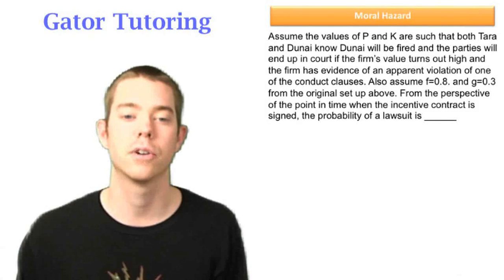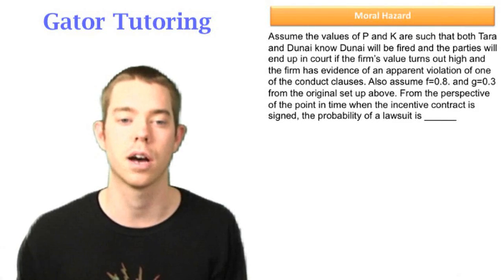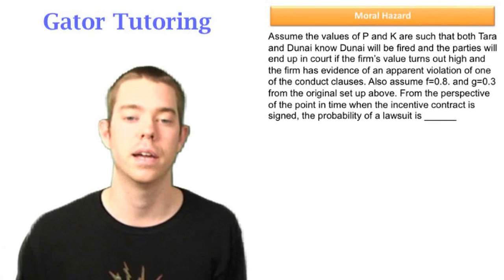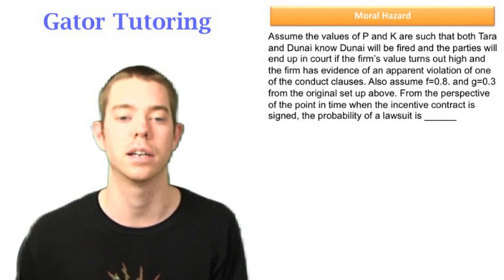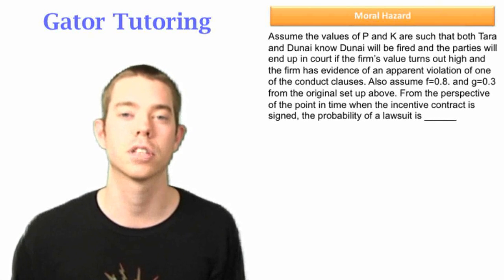It says, assume the values of P and K are such that both Tara and Dunai know Dunai will be fired, and the parties will end up in court if the firm's value turns out high, and the firm has evidence of an apparent violation of one of the conduct clauses. Also, assume that F is 0.8 and G is 0.3 from the original setup above. From the perspective of the point in time when the incentive contract is signed, the probability of a lawsuit is blank. So I misspoke. We're going to draw the tree in the next one, but this one's just saying the probability of the lawsuit, and the tree would help, and we'll look at how in just a second. But first, let's just think about this one plainly.